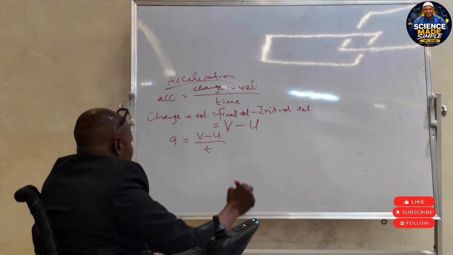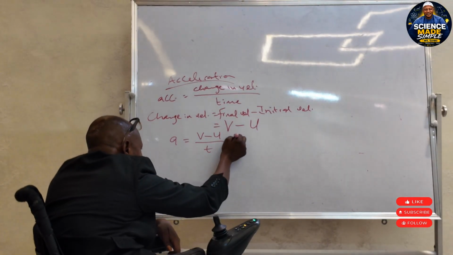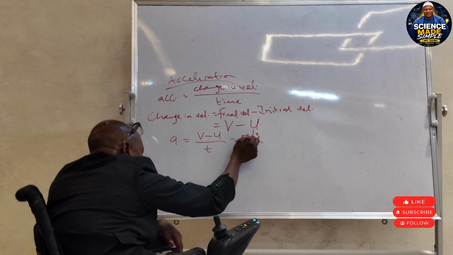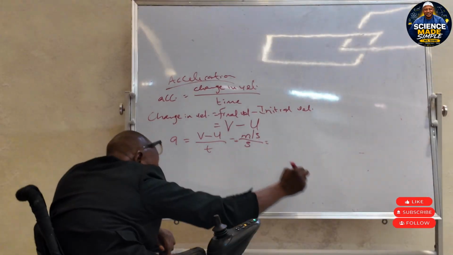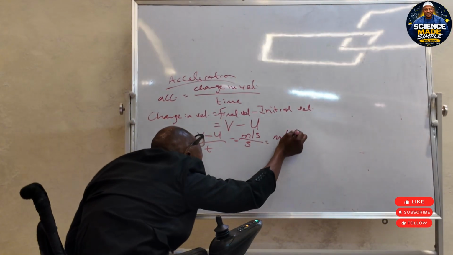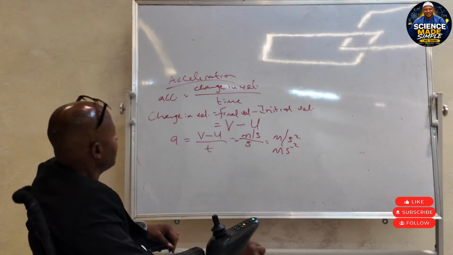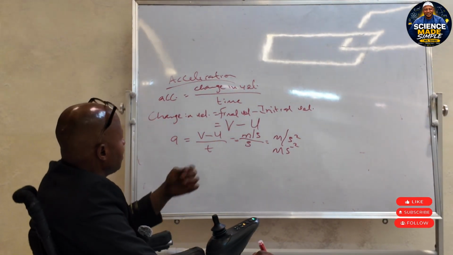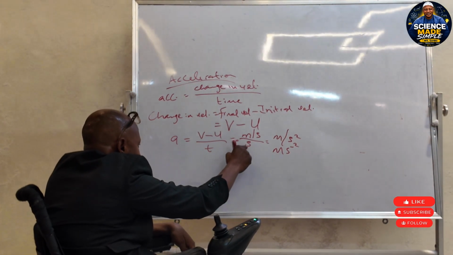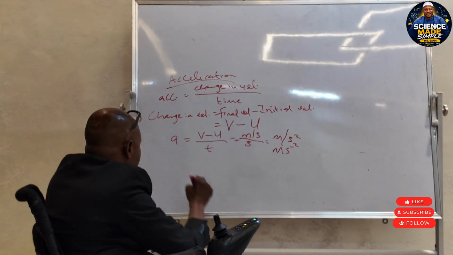The unit for acceleration: change in velocity has the unit for velocity, meter per second. Unit for time is seconds. So our acceleration is meter per second squared. That's the unit of acceleration. Velocity is meter per second, time is seconds, so it's going to be meter per second squared.